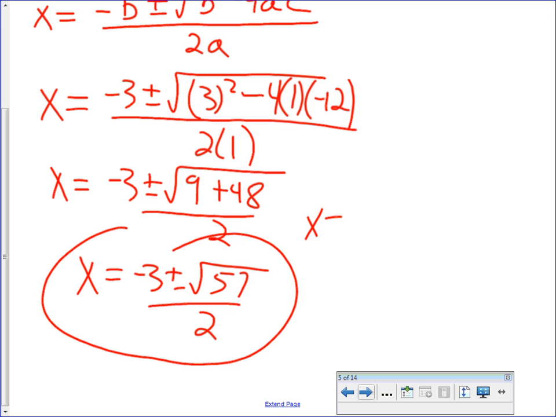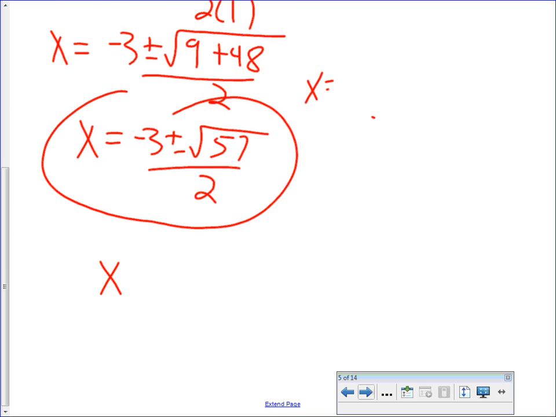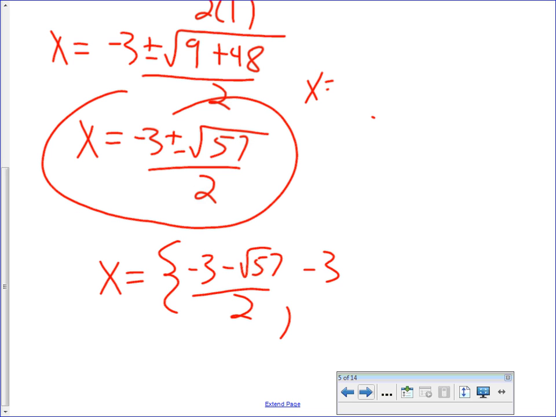Or if we write it out as an answer set, let's write it down here underneath. It'd be negative 3 minus the square root of 57 over 2, and negative 3 plus the square root of 57 over 2.